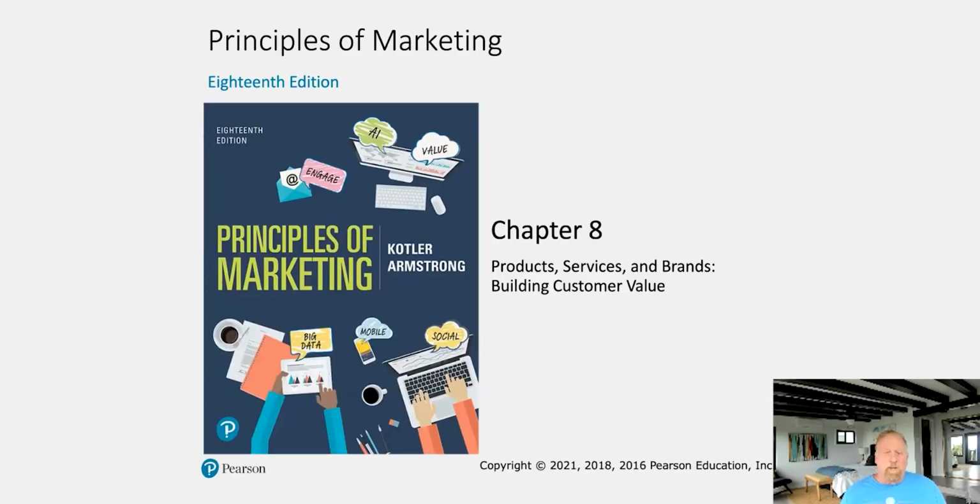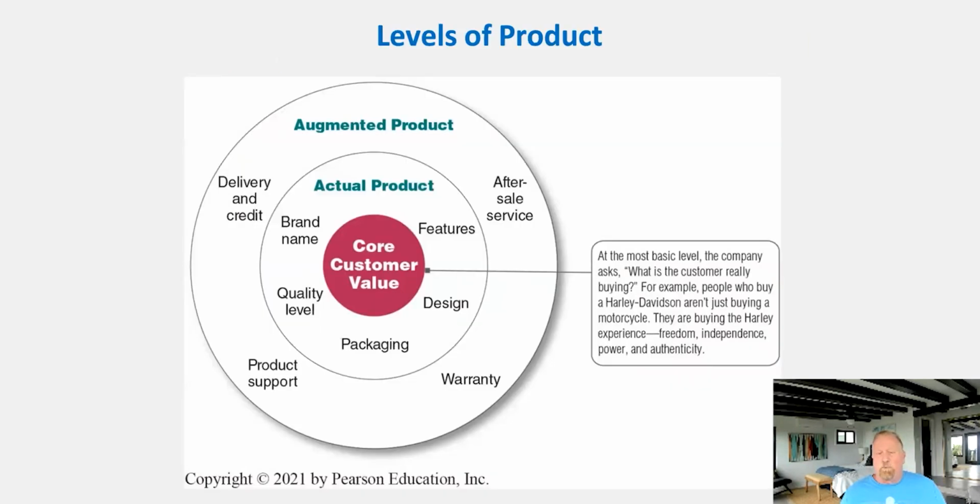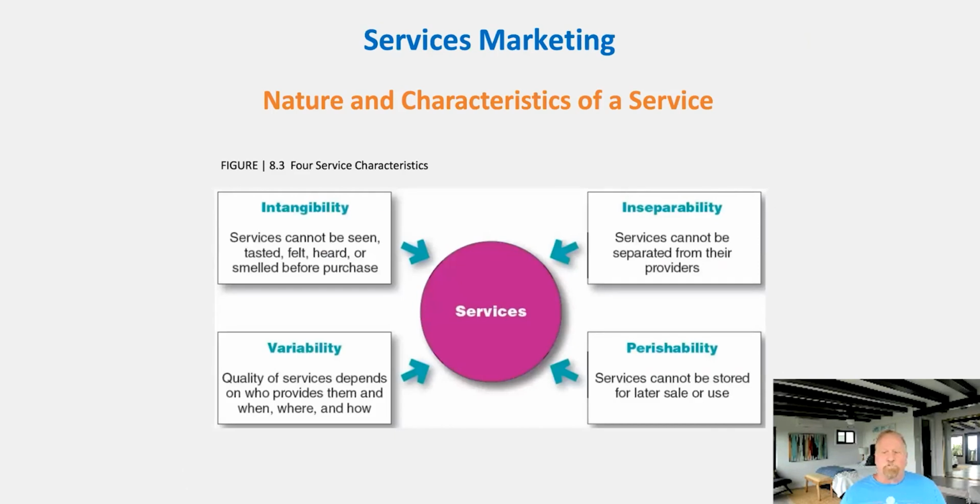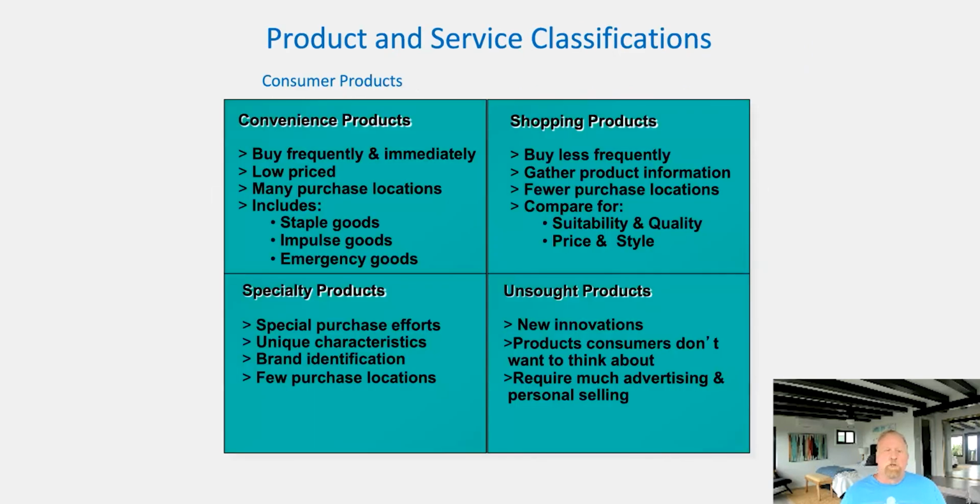And then we move to chapter 8, which is building customer value. In chapter 8, we talk about our core customer value. We talk about the actual product and the augmented product, and this is all the elements that bring value to the customer. We also talk about the difference between a service and a good. What are some of the core elements of service characteristics? We talk about intangibility, inseparability, perishability, and variability. Understand those terms.